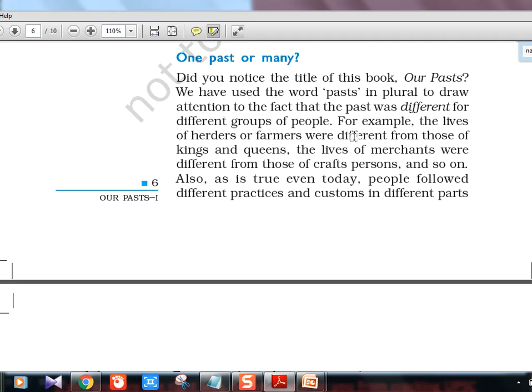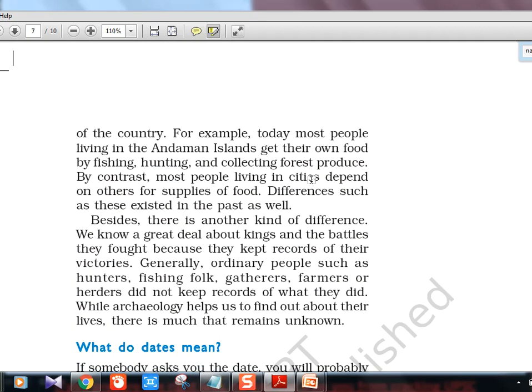So it's again our textbook that we are discussing, it's called Our Pasts, okay, not Past. Why have they used this plural word? Because we have multiple things to learn from the past. It's not about just one particular kingdom or queen, it's about different groups of people: the lives of herders, farmers, kings and queens, merchants, different strata of society, everything we are going to learn. That is why this textbook is called Our Pasts.